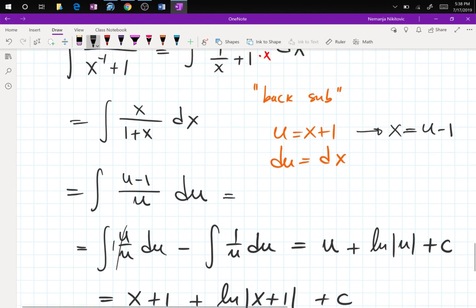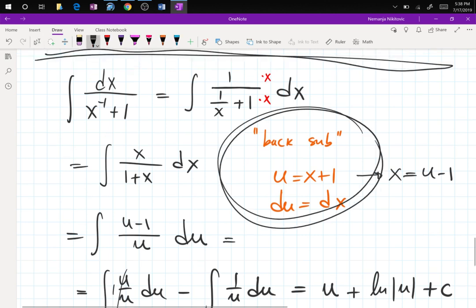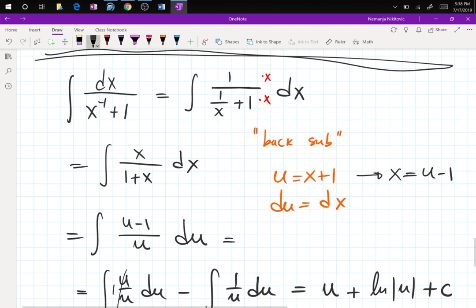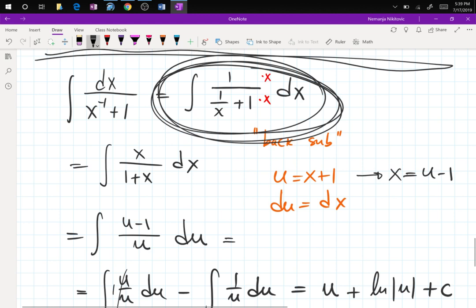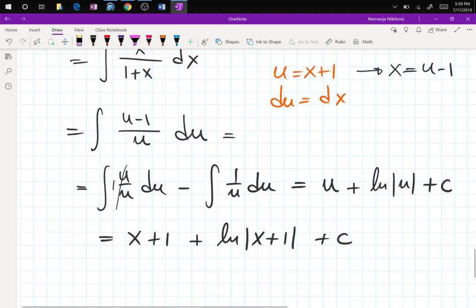Well, that was good, the back sub, that worked. But the crucial point was multiplying top and bottom by x to get rid of the double fraction, and once you are done with the double fraction, then we're good.